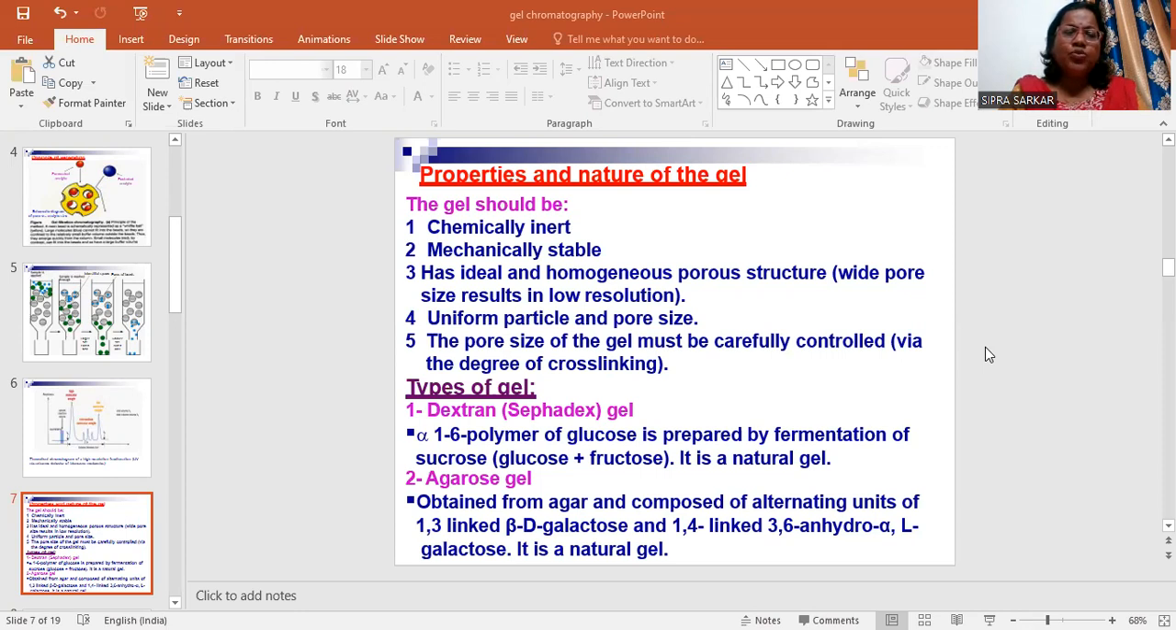So what is the name of the component? Alpha 1,6 polymer of glucose, that is prepared by the fermentation of sucrose, that is a component of glucose and fructose, that is a natural gel. So whenever it is fermented, it will produce a polymer of glucose, that is known as dextran, that is known as the Sephadex. And agarose, that is obtained from the agar and composed of alternating units of 1,3-linked beta-D-galactose and 1,4-linked 3,6-anhydro-alpha-L-galactose. It's a natural gel. So these two types of gels are used.